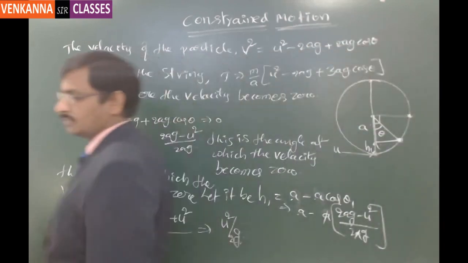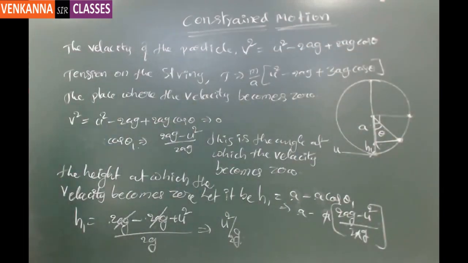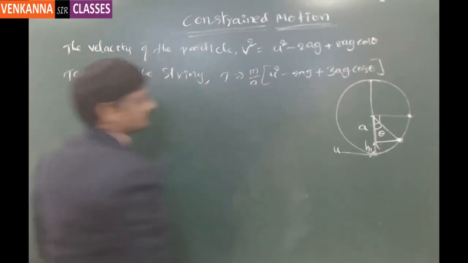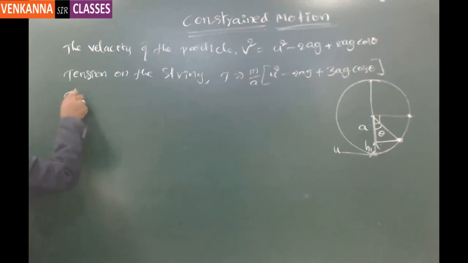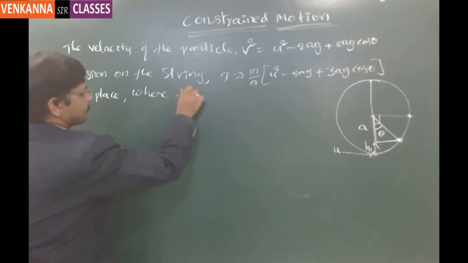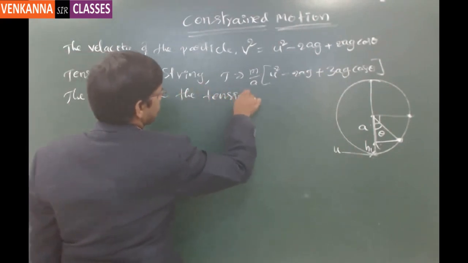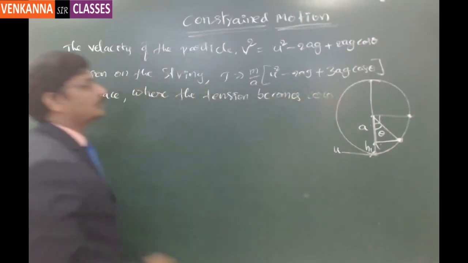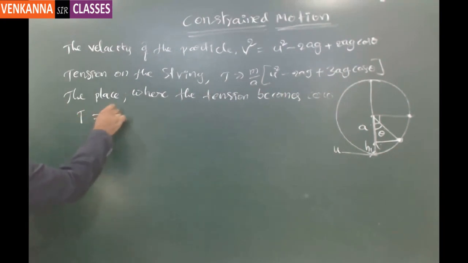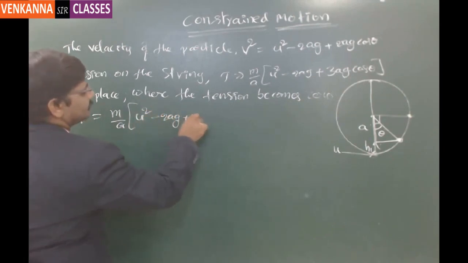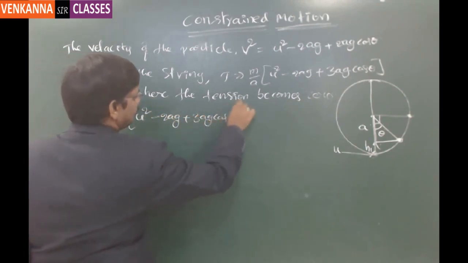Okay, you can note down this. Now we will try to identify the height at which the tension becomes 0. To calculate the place where the tension becomes 0, T is equal to m by a times of u square minus 2ag plus 3ag cos theta, and this is the tension.